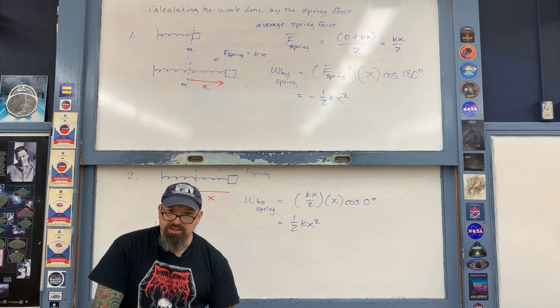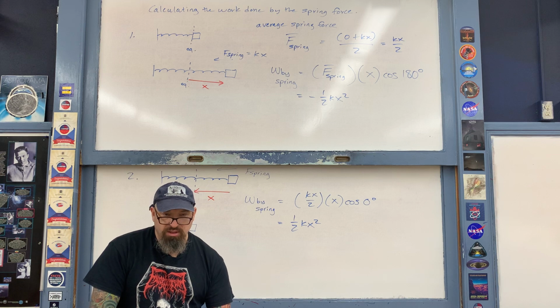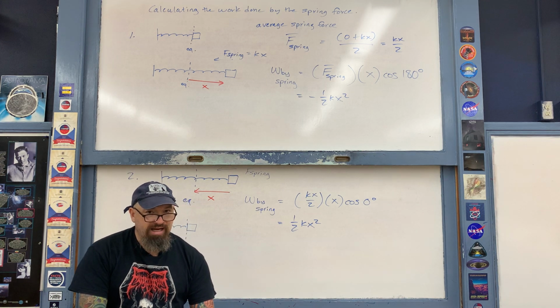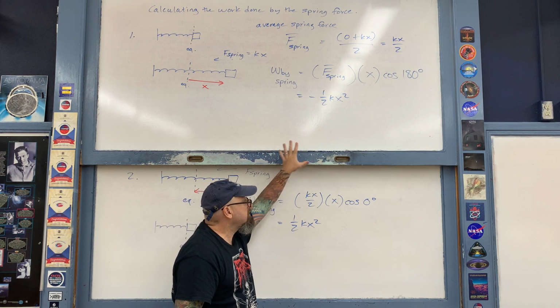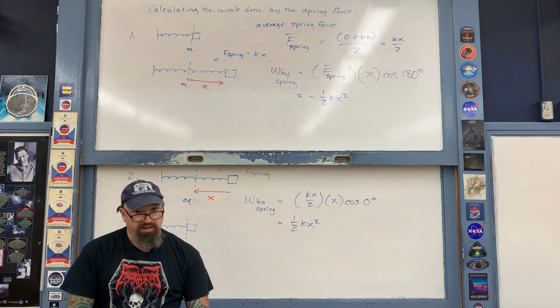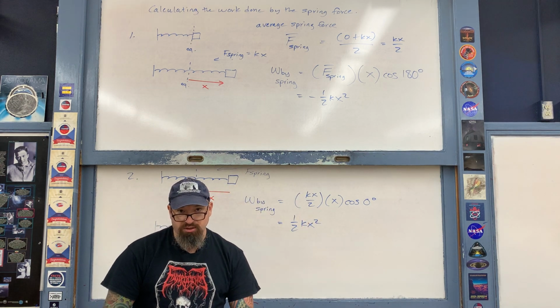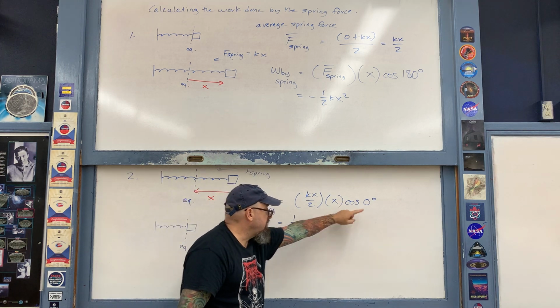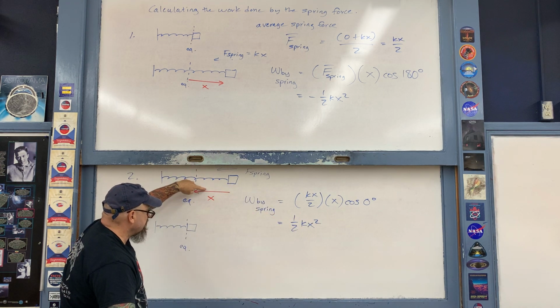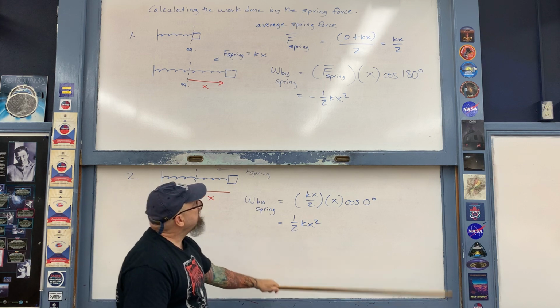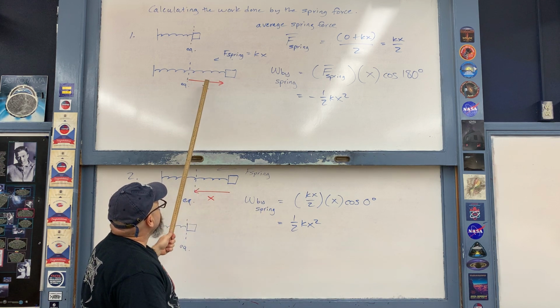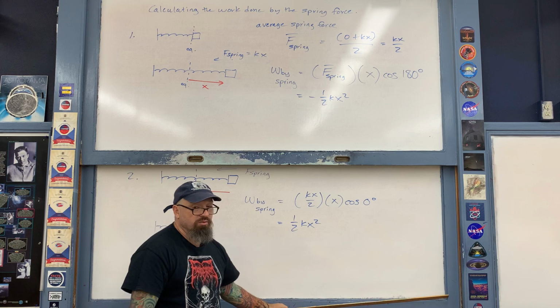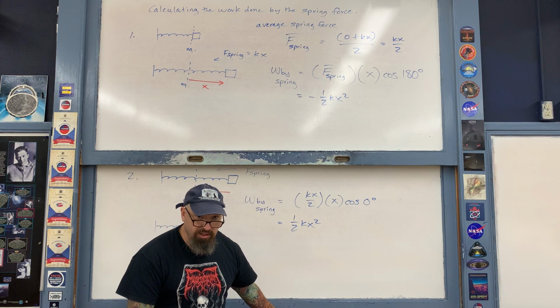So for our purposes in this algebra-based course, the work done by the spring force is either going to be a -1/2 kx squared or +1/2 kx squared. Those are the only scenarios that we'll look at. It will be positive if there is a 0-degree angle between the force vector and the displacement vector. It will be negative if there's a 180-degree angle between those two vectors. Those are, once again, the only situations that we'll look at.